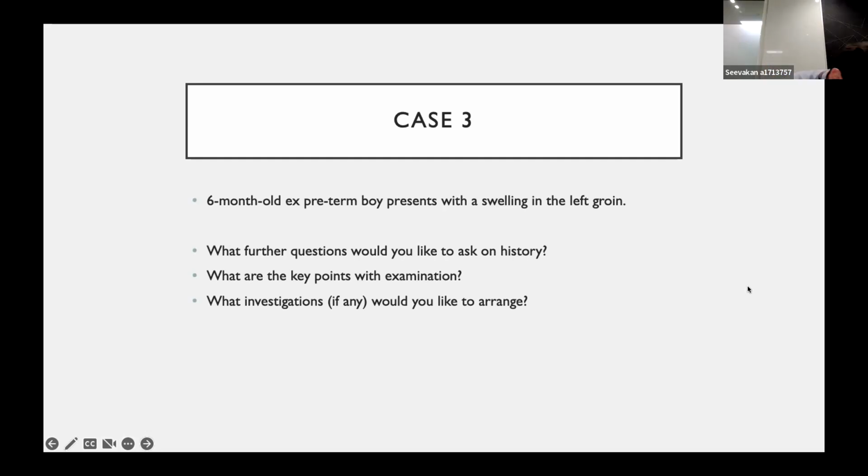Any investigations that anyone wants to do? Say, let me. Oh yeah, no, you go. I had one question. If you do see overlying skin changes, do you still try to reduce it, or at that point is it surgery? That's a really, really good question.